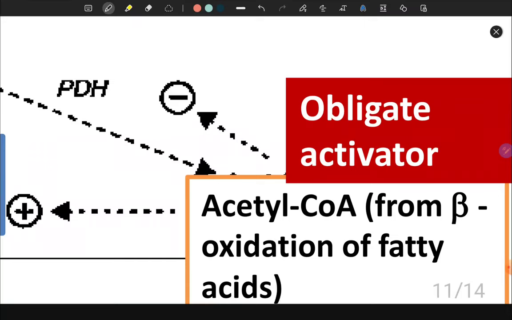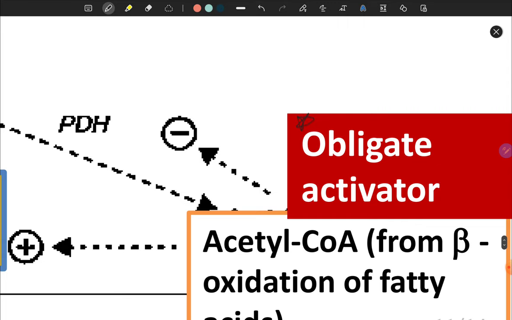Now, what's an obligate activator? Any idea?